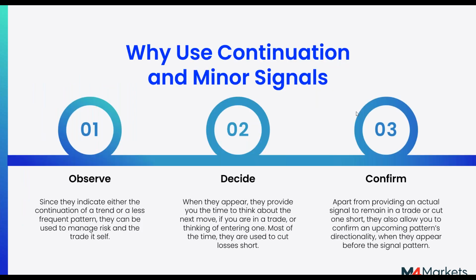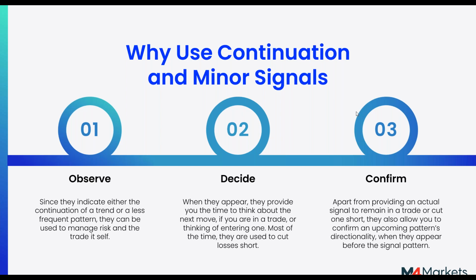So why do we want to use continuation minor signals, right? There's mainly three reasons: observe, decide, and confirm. Observe: since they indicate either the continuation of a trend or a less frequent pattern, they can be used to manage risk and the trade itself. Number one. Number two, when they appear, they provide you the time to think about the next move you want to do, whether you are in a trade or you're thinking of entering a trade.